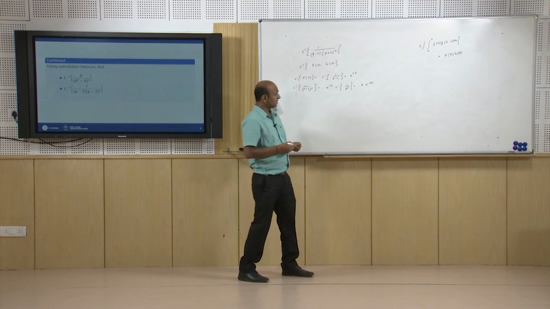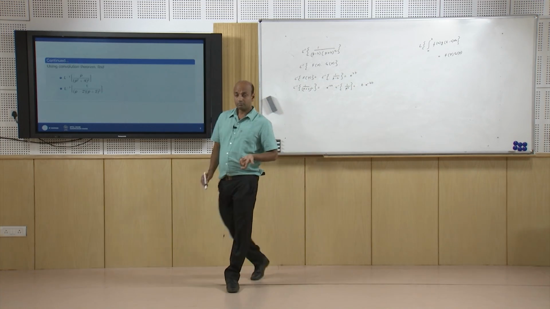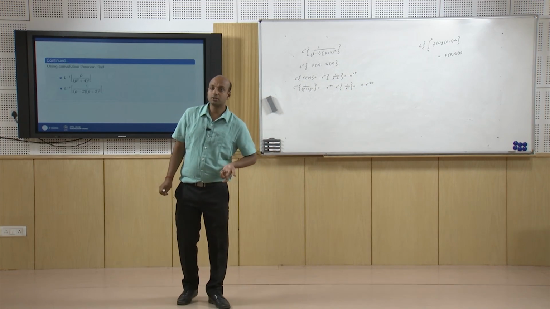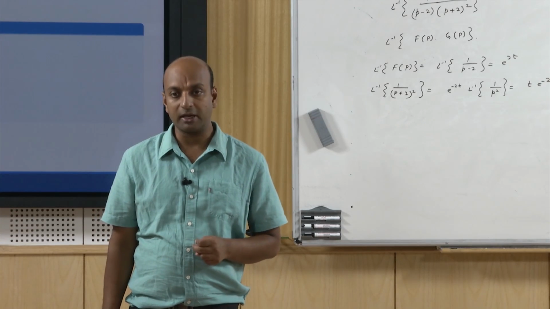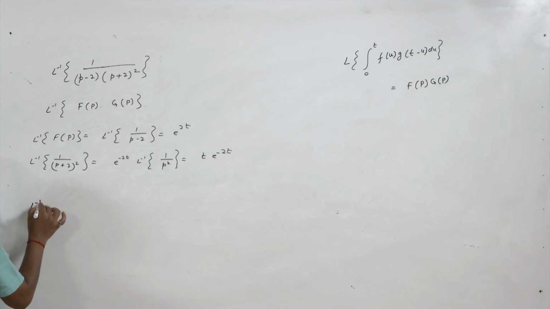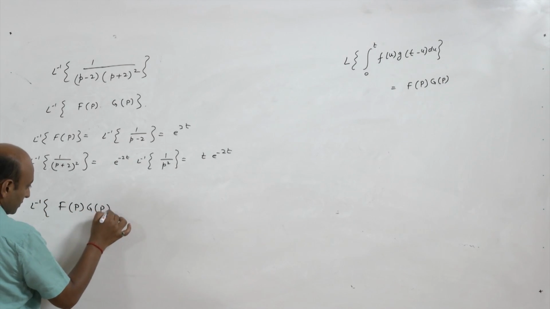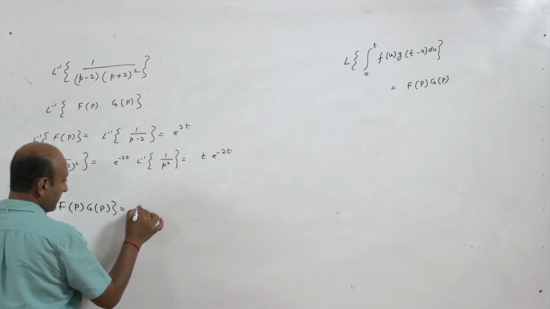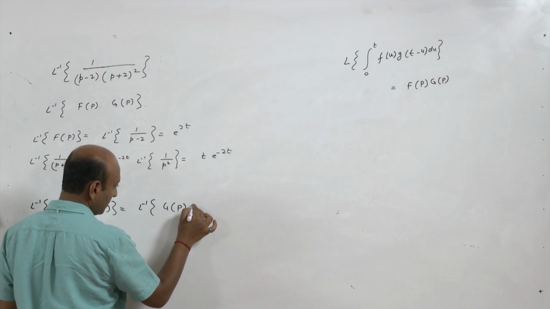So, you can say any one as f(t) and any one as g(t), because the convolution of two functions satisfies the commutative property. Okay. So, the Laplace inverse of F(p) into G(p) is the same as the Laplace inverse of G(p) into F(p).